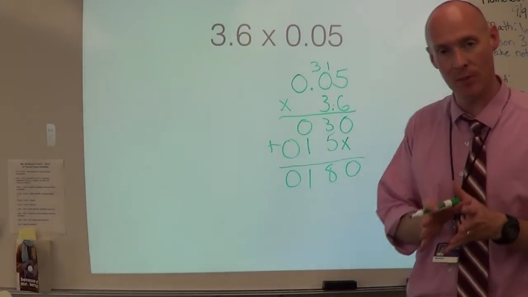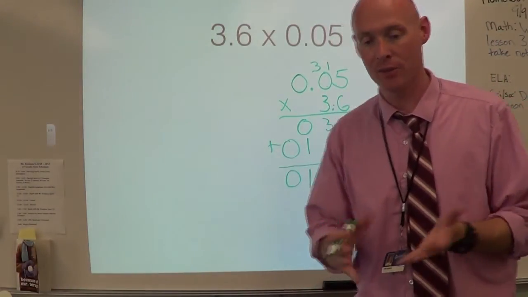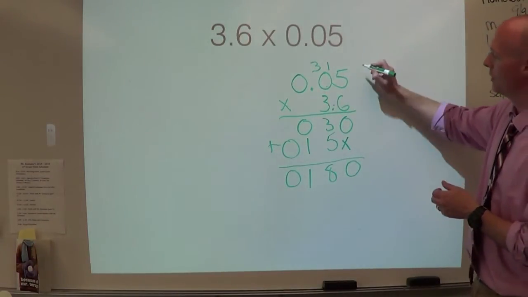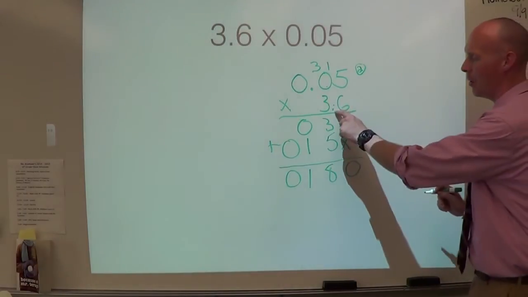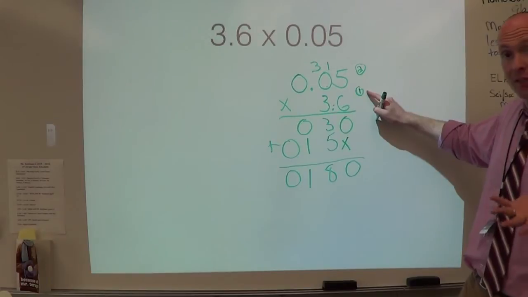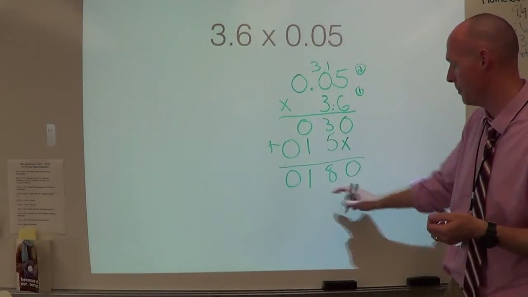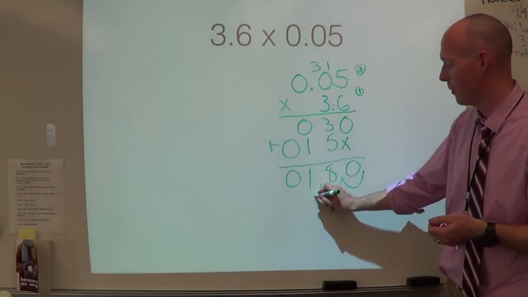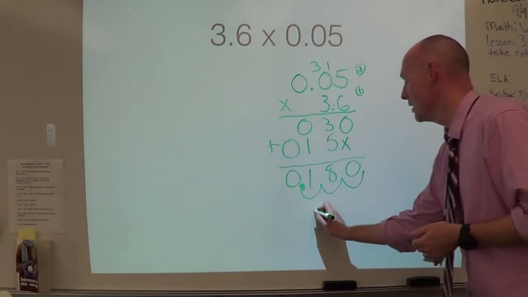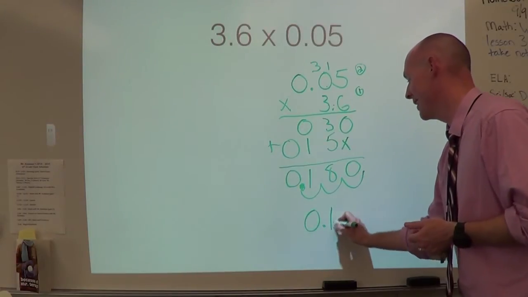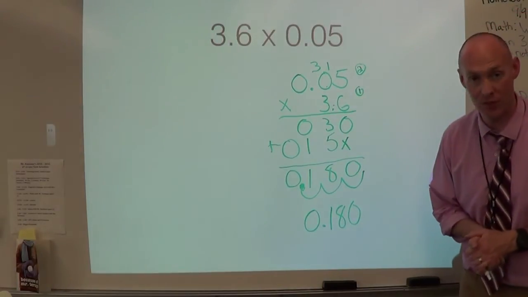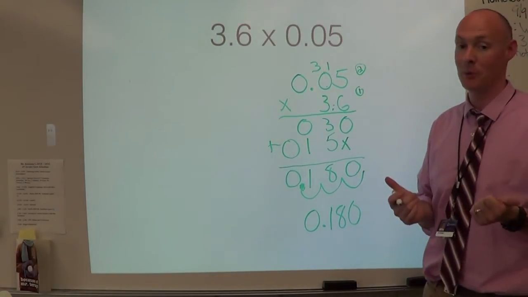Okay, but we're dealing with decimals, right? And we don't know where to put the decimals. Come up here. I have 2 decimal places to the right. And up here, I only have 1 decimal place to the right. 2 plus 1 is 3, so that's how many places I'm going to move my decimal. 1, 2, 3. I make it nice, big, and bold there. So now I know my answer is 0, decimal point 180, or 180 thousandths. Okay? You ready to try one on your own?